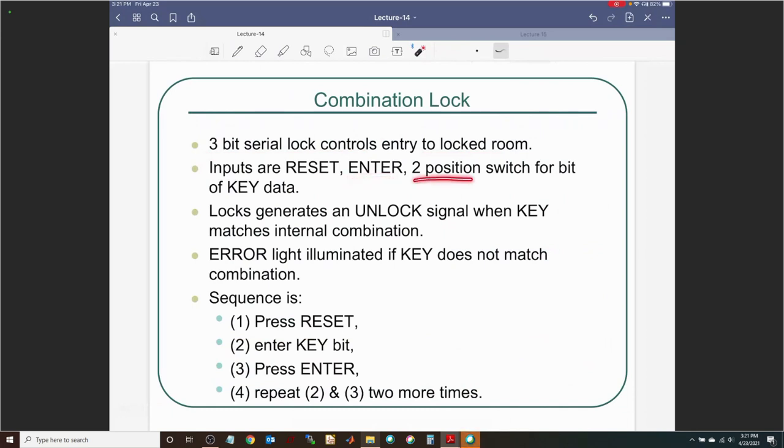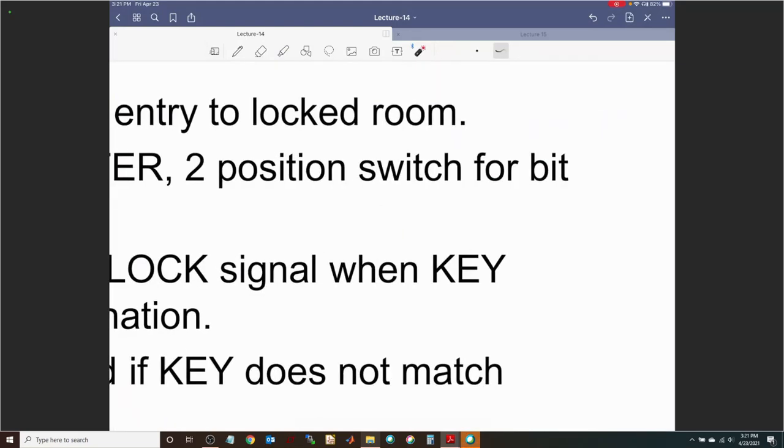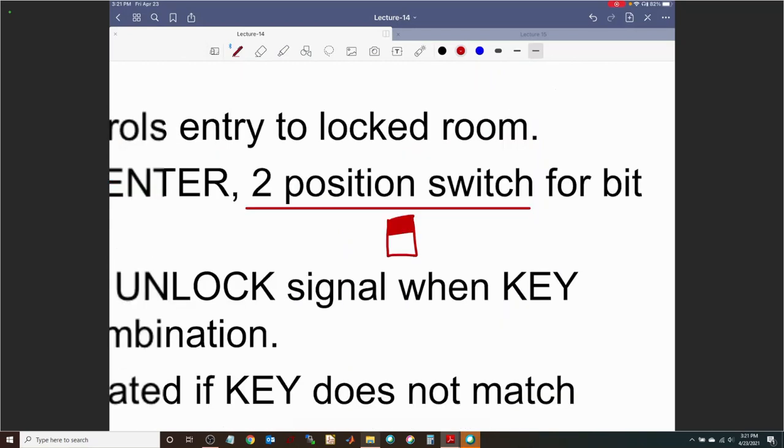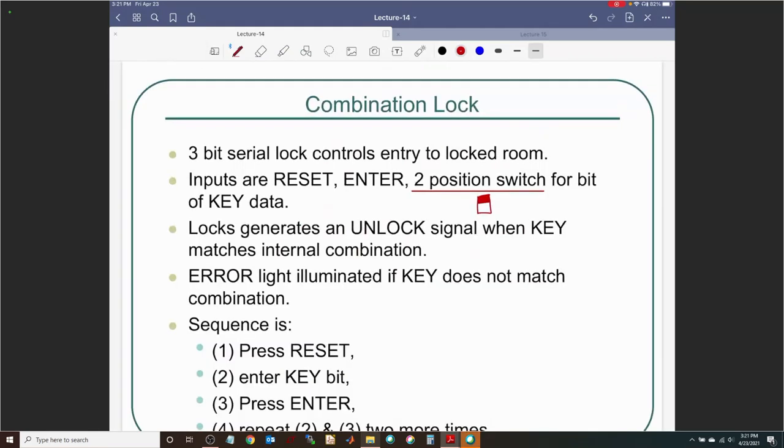There are two position switches for bit of key data, right? So imagine a switch that has two positions, and that position could be a 0, could be a 1. When you think of this two position switch, I want you to picture a slide switch. And there is only one of them. There are not three switches like this. There's just one switch like that.